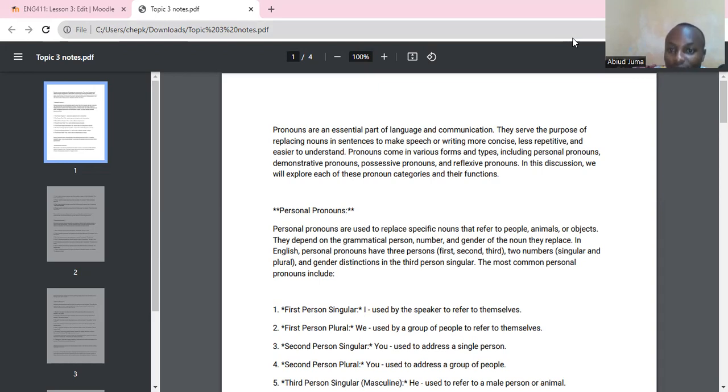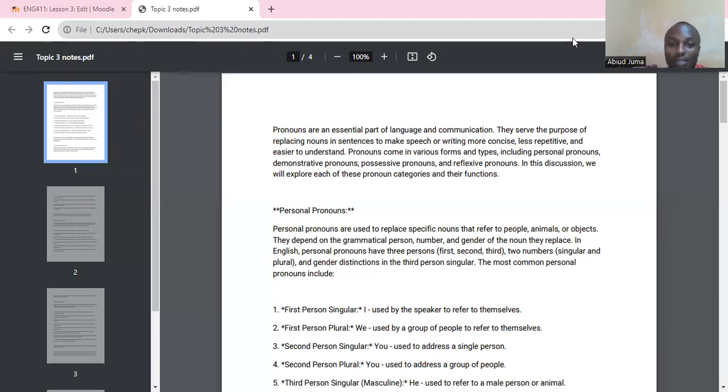Pronouns come in various forms and types, including personal pronouns. We have demonstrative pronouns, possessive pronouns, reflexive pronouns. In this discussion, we will explore each of these categories and their functions. And we shall start with the personal pronouns.